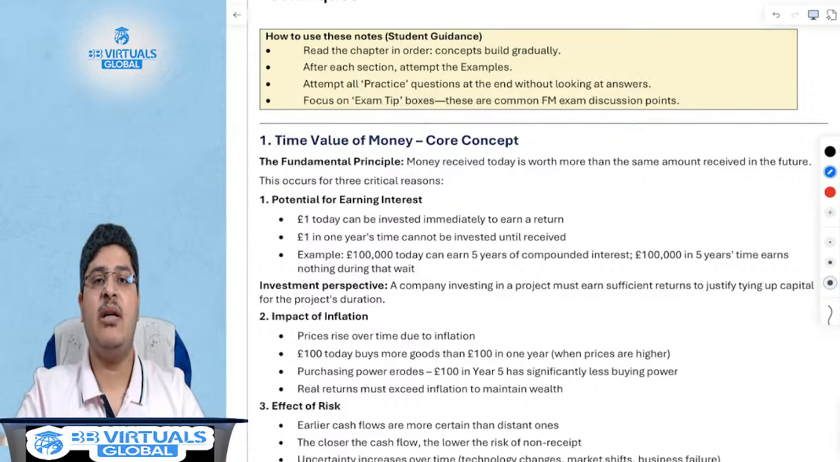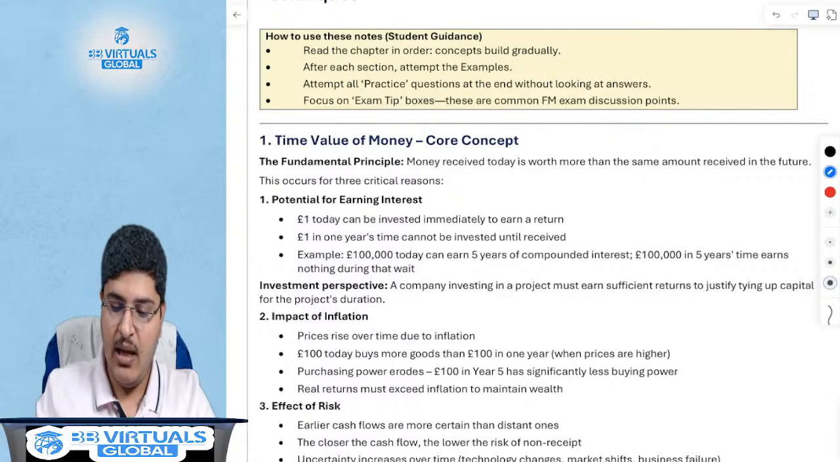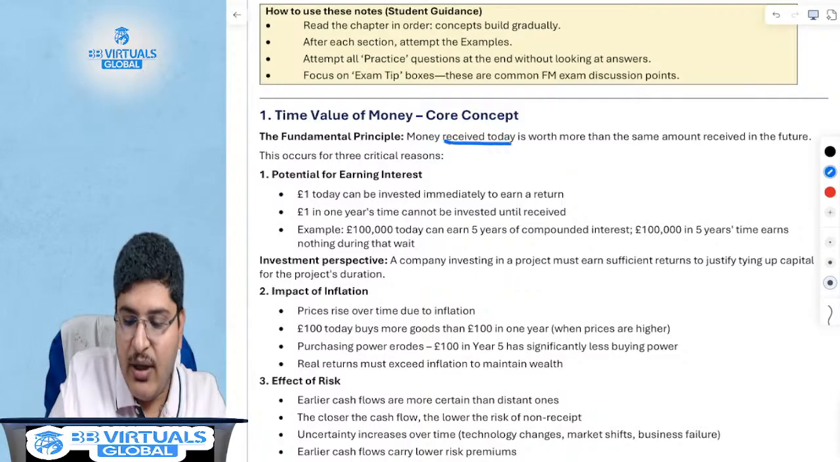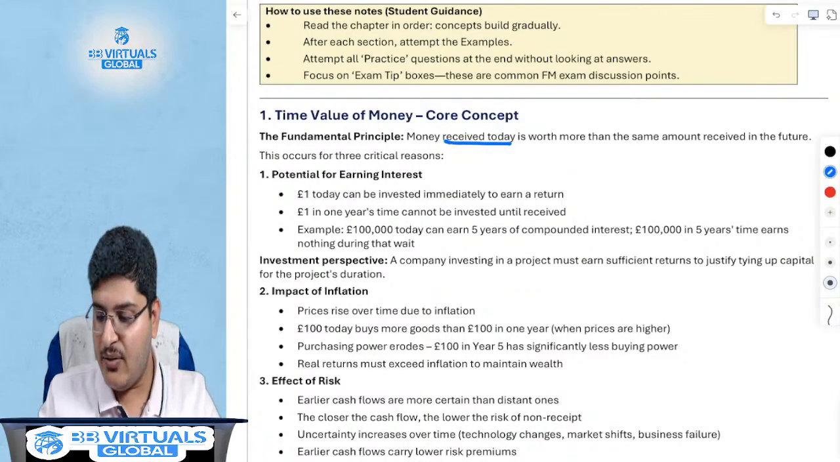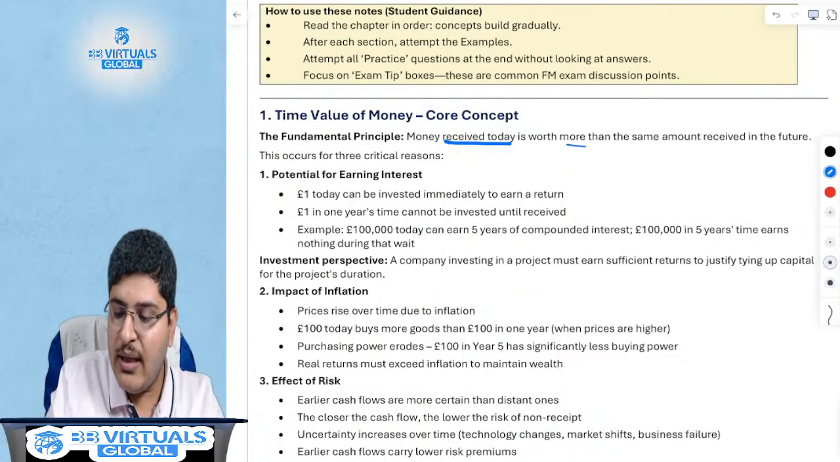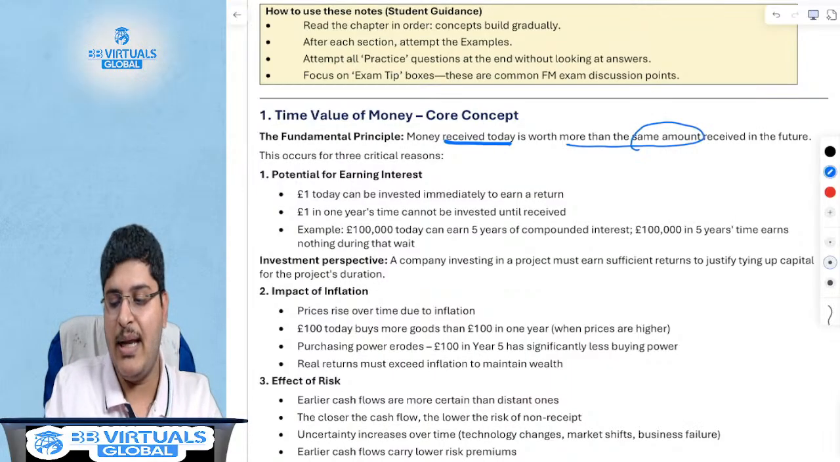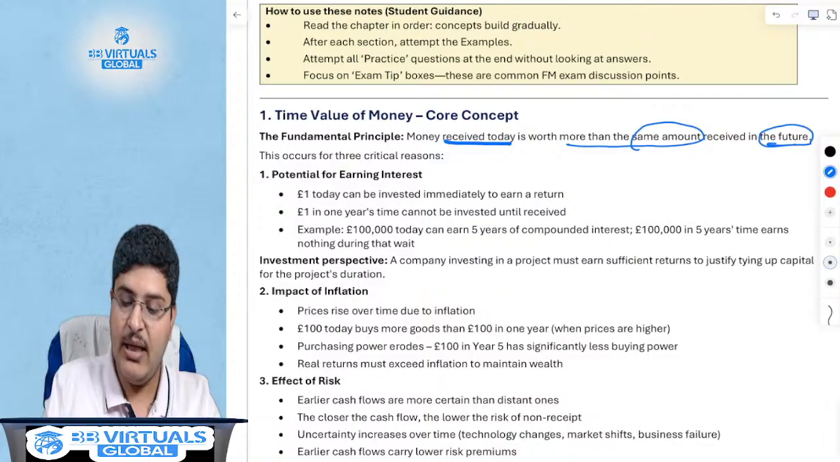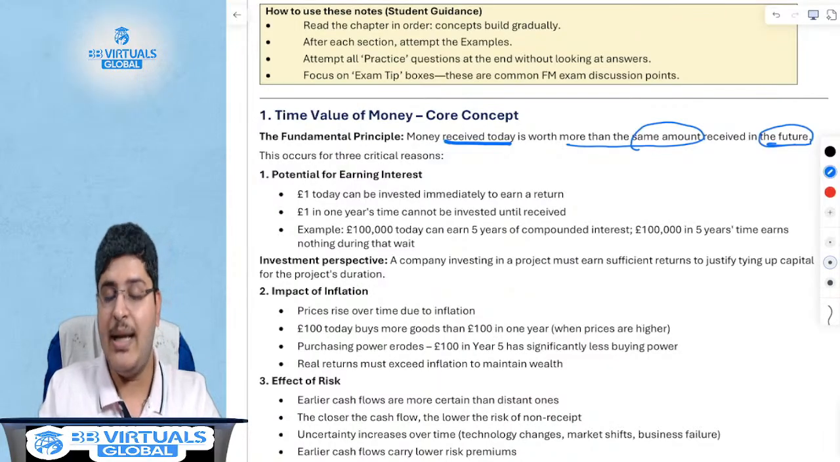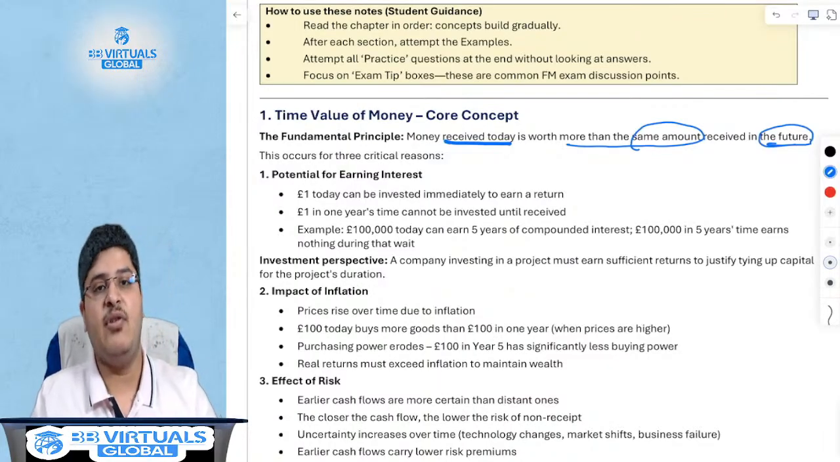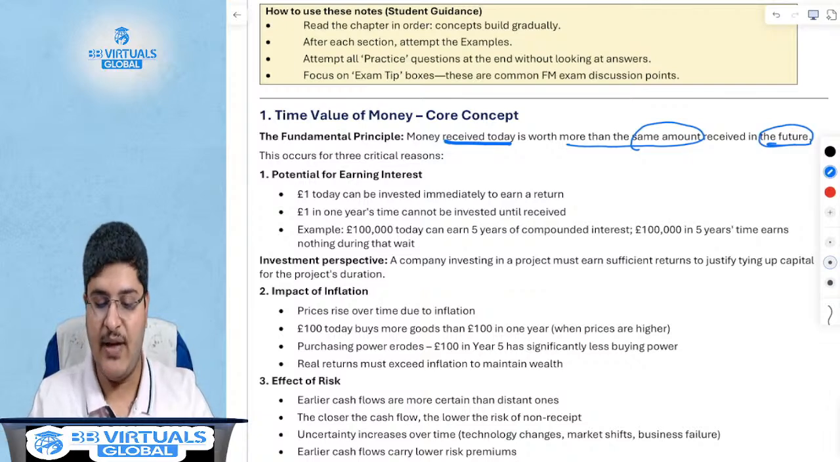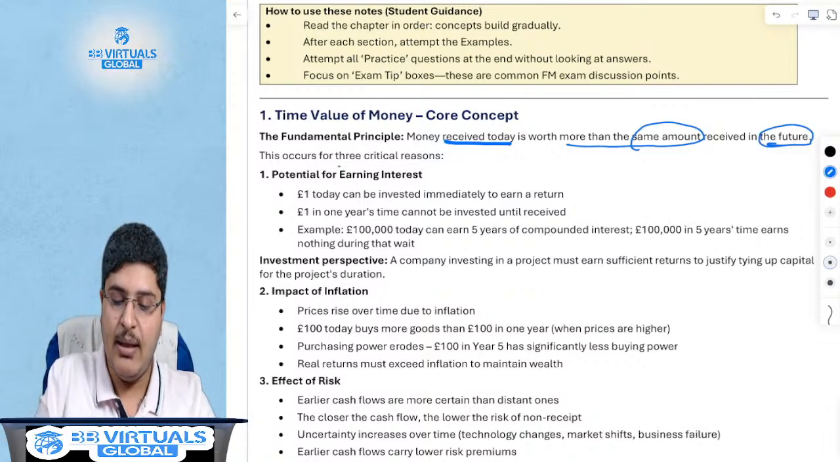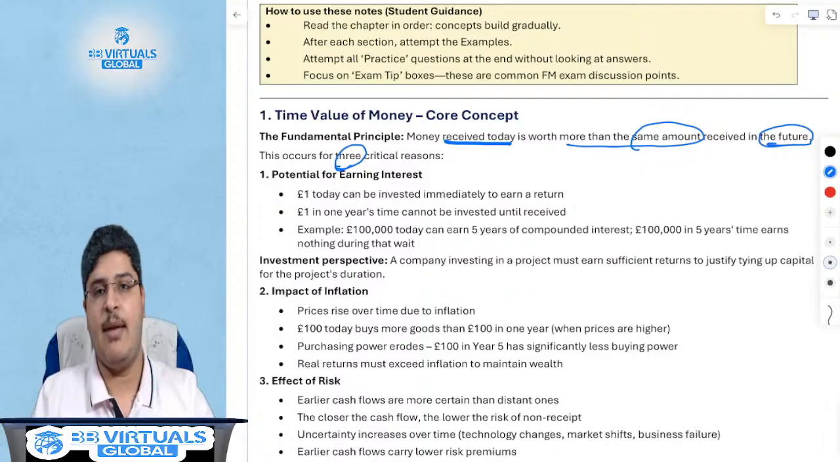This is nothing but the concept of time value of money, which says that money received today, the 1 lakh that you will be receiving today, is worth more than the same amount, the 1 lakh that you will be receiving in 5 years from now. The 1 lakh today is worth more than the 1 lakh that you will be receiving in 5 years from now. This is the concept of time value of money. Why does this happen? There are 3 reasons why this will happen.